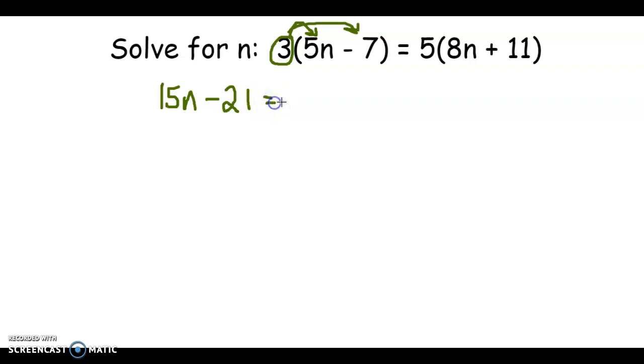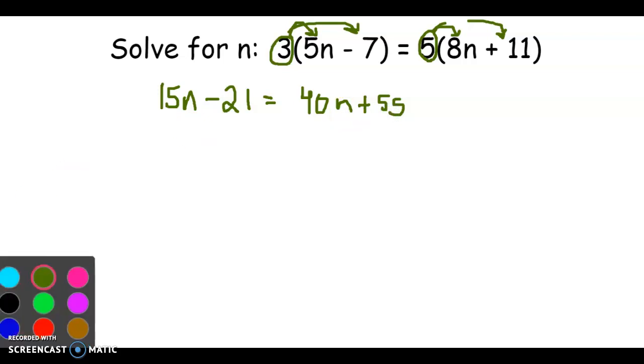Now I'm going to do the same process on the right. I'm circling that coefficient of 5. I'm going to multiply it by each term inside the parentheses. 5 times 8n is 40n. And 5 times 11 is 55, and they're both positive, so my answer also has to be positive. Don't let these large numbers throw you off. It's not a big deal.